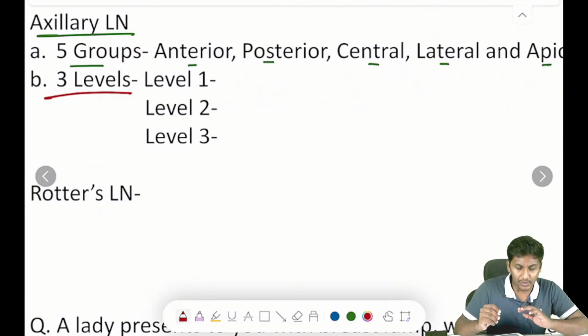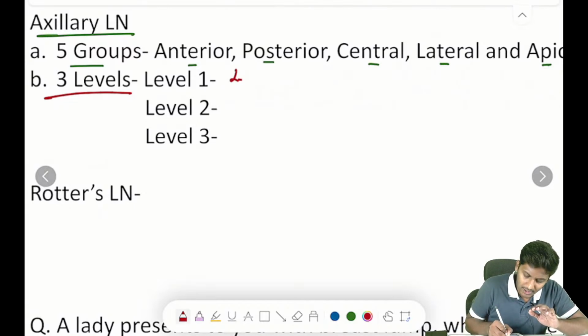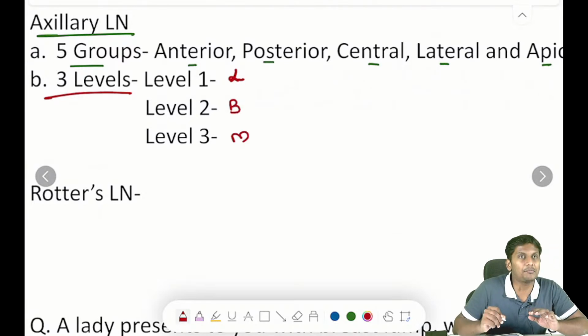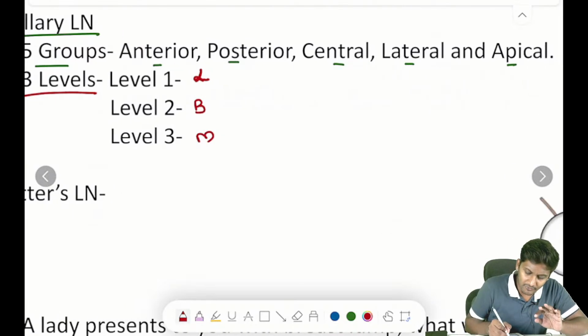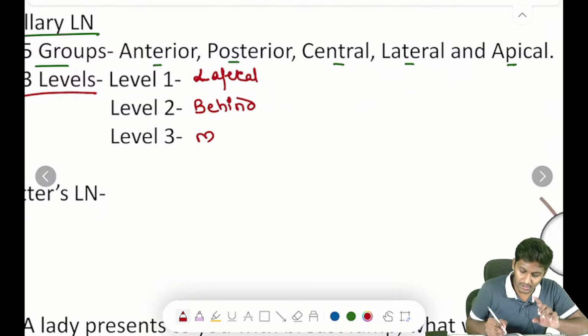That is level 1, 2 and 3. And you can easily remember it as L, B and M. What do I mean by this? Level 1 lymph nodes are lateral to the pectoralis minor muscle. Level 2 lymph nodes are behind the pectoralis minor muscle. And level 3 lymph nodes are medial to the pectoralis minor muscle.